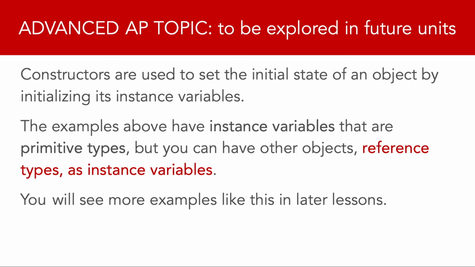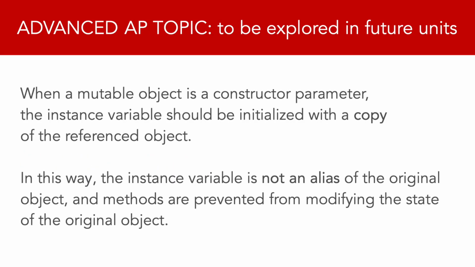Constructors are used to set the initial state of an object by initializing its instance variables. The examples above have instance variables that are of primitive types, but you can have other objects or reference types as instance variables. We will see more examples like this in later lessons. Once again, we will explore this in more detail in future lessons.